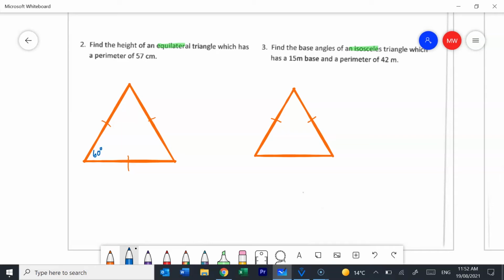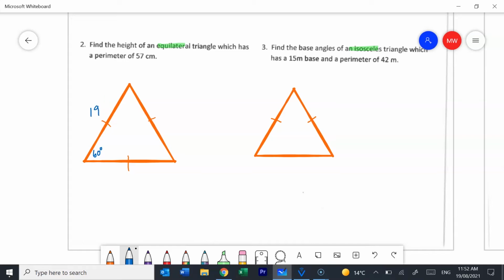It has also told me that the perimeter, the distance around the whole thing, is 57 centimeters, which isn't very useful to me, quite frankly. I need to know maybe what one side is. So what I might do is say that one side is worth a third of 57, okay? If that doesn't make sense, you could just divide 57 by 3 before you start so that you guys can work that out. And if you did that, you'd find out that each side is now 19, okay?